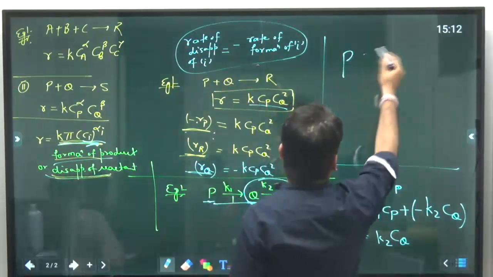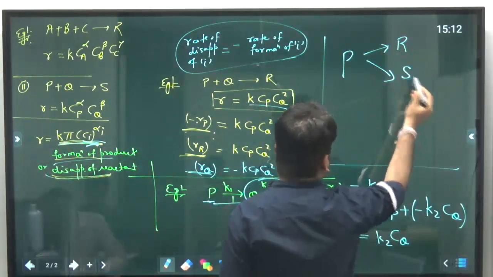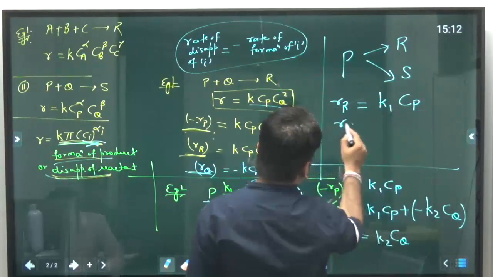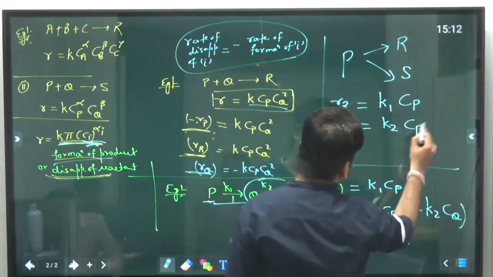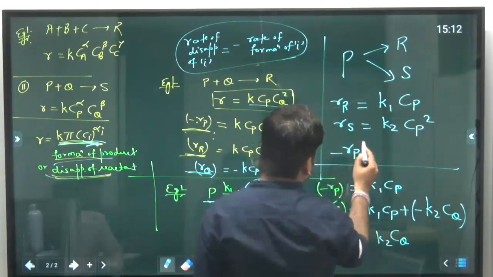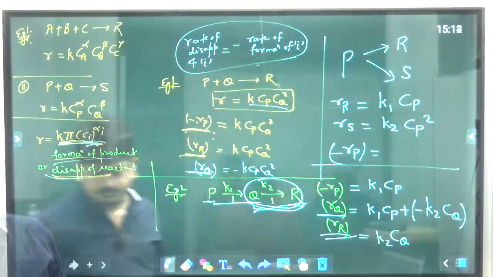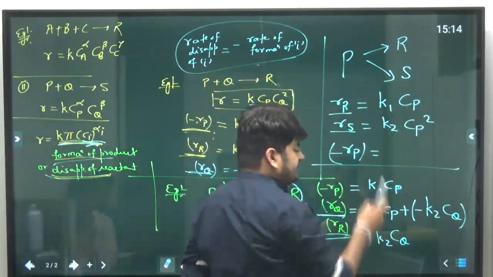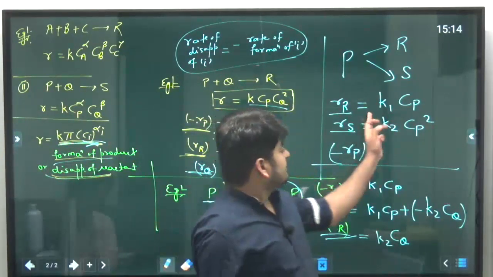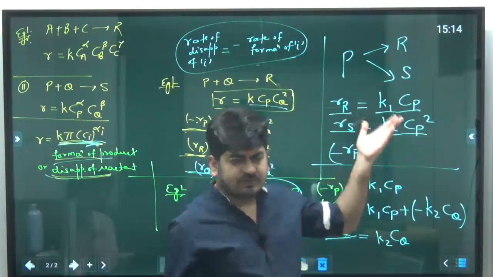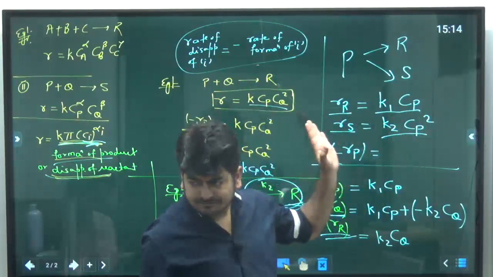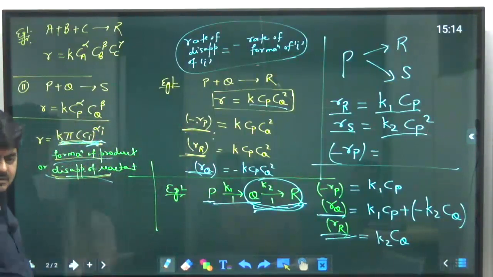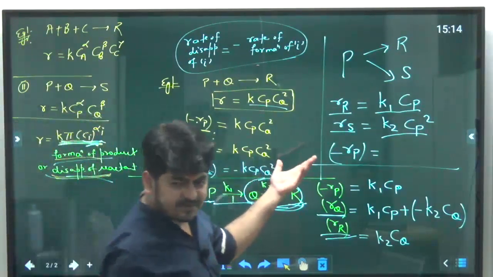Suppose there is a reaction, P gives R, P gives S. Rr is equal to K1Cp, Rs is equal to K2Cp square. So what will be minus Rp? Rr, Rs means formation of products. This is representing the formation of product. So we don't need to think about the sign convention here. Because according to power law, this part means formation of product or disappearance of reactant. So both of them have to be with the same sign.